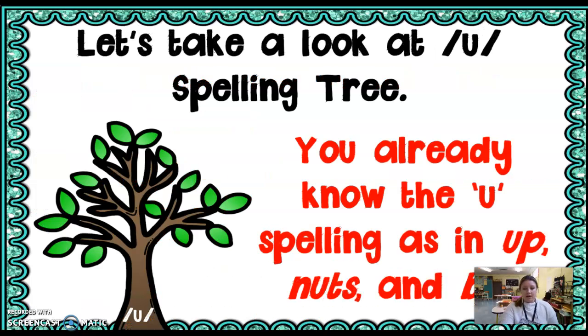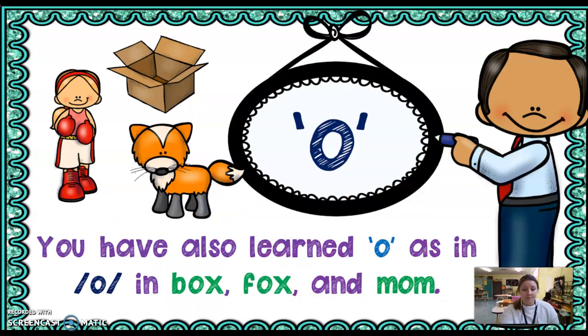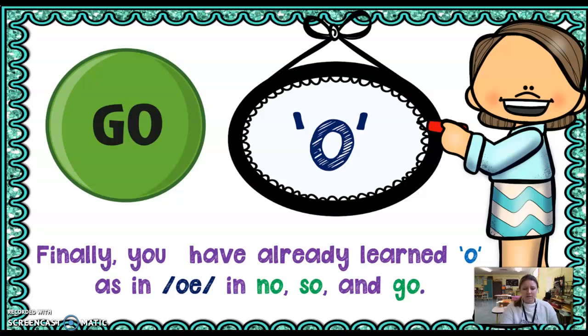Let's take a look at our spelling tree. We already know the U spelling as in up, as in nuts, or as in but. Those all use the letter U to say uh. You also learned that the letter O makes a sound like ah. For example, box, fox, and mom. You've also learned that the letter O sometimes says O, like in the words no, so, and go.